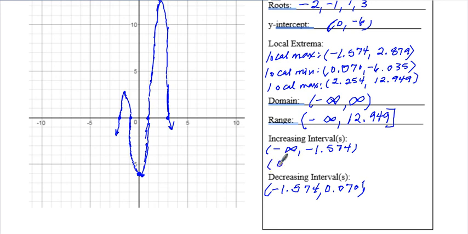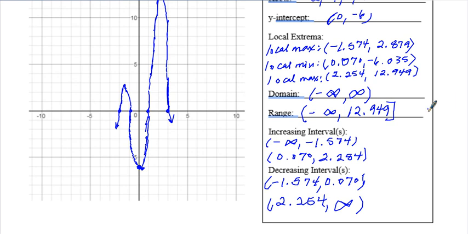So my increasing interval begins, and I climb until the x-coordinate of this max, which is 2.254. Then, at 2.254, I start decreasing again. So that's the beginning of my decreasing interval, 2.254. And I decrease forever. An x value of infinity is the end of that interval. I apologize for the weird writing on this. Not sure why the tablet's doing this. But these are my increasing and decreasing intervals.